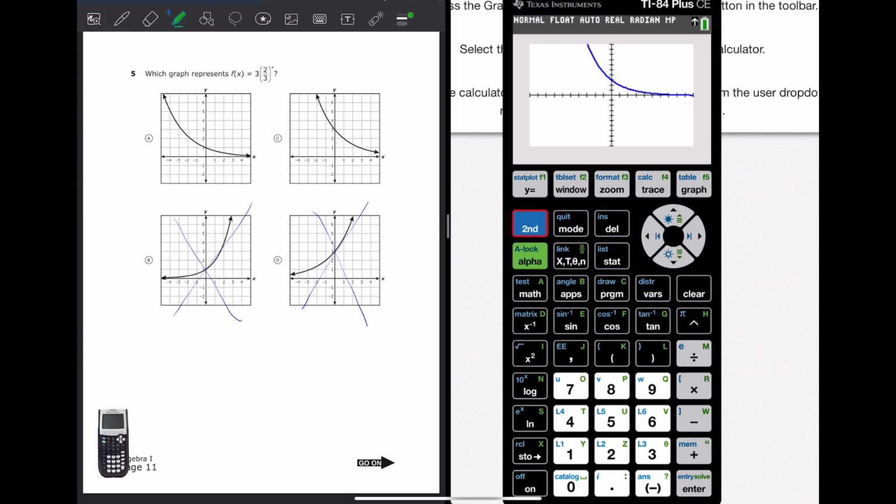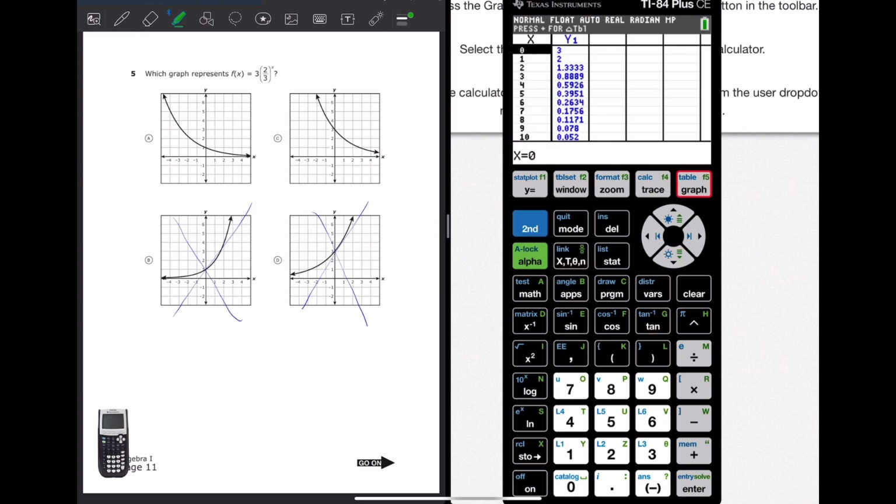You can further check to see which one it would be by checking the table and see what the y-intercept is. In this case, it's 3. Check your answer choices, mark the correct one.